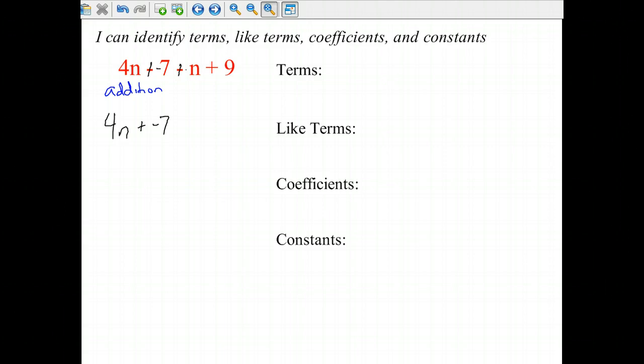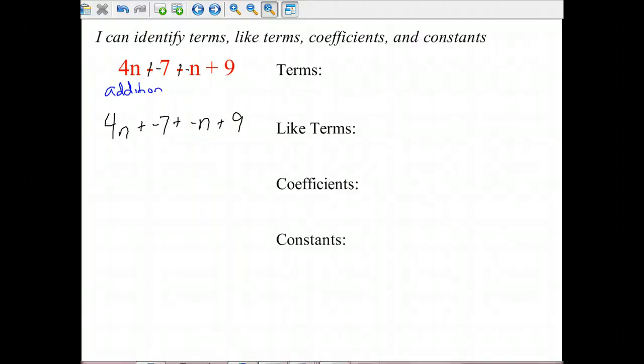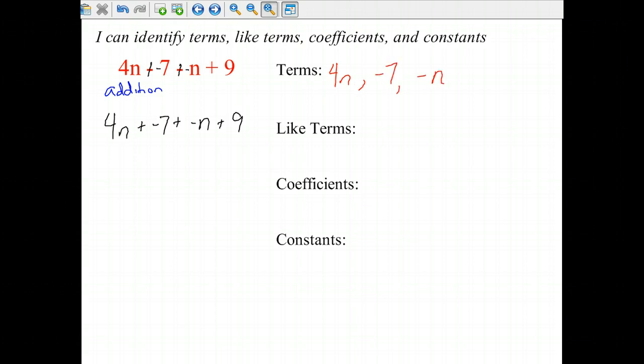Minus n becomes plus negative n, and then plus 9. So now it's all addition, and we can keep track of all of the terms. The terms, once again, are everything that's separated by addition. So we have 4n, negative 7, negative n, and 9. We're just going to make a list out of that: 4n, negative 7, negative n, and 9. Those are all of our terms.